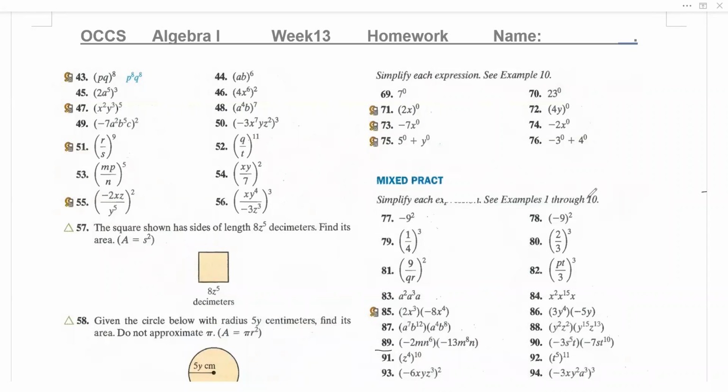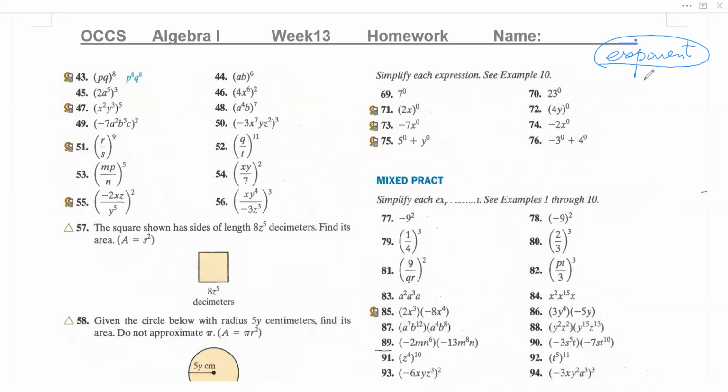Did you guys remember what we learned from last week? Last week we learned the exponent, right? Okay, exponent. We have several rules here, right?